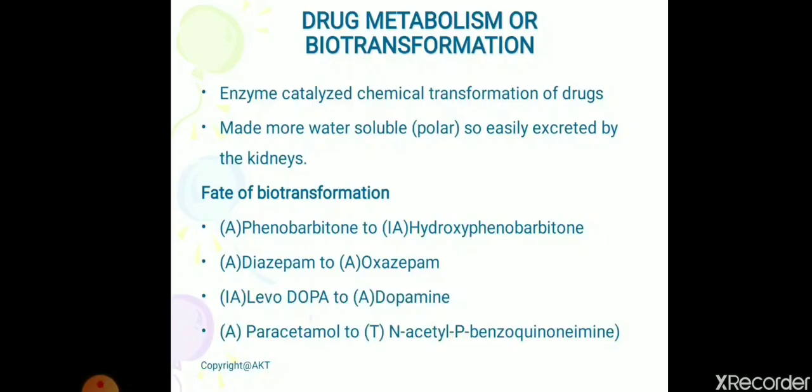And the next one, active form to a toxic metabolite. The T in the bracket denotes the toxic metabolite. The classical example is paracetamol. Paracetamol is metabolized in the liver to a toxic metabolite, that is N-acetyl-para-benzoquinone imine.